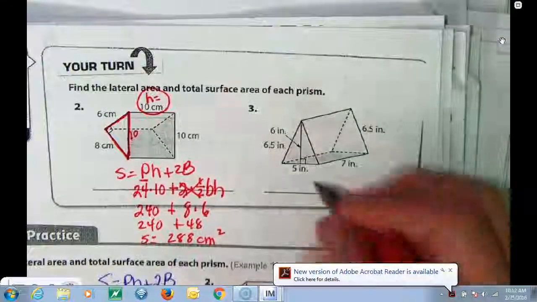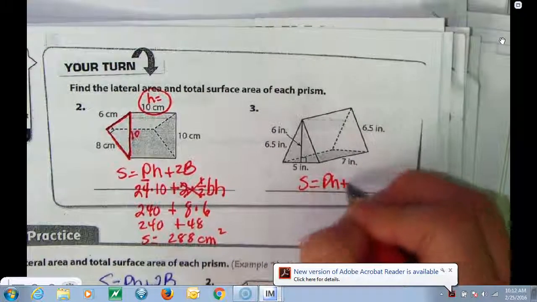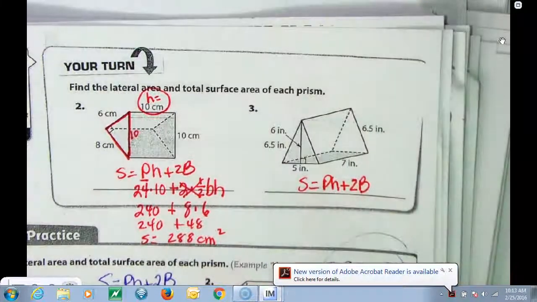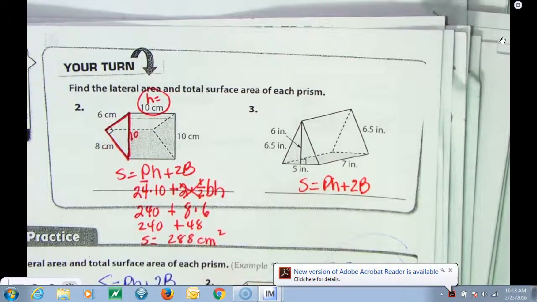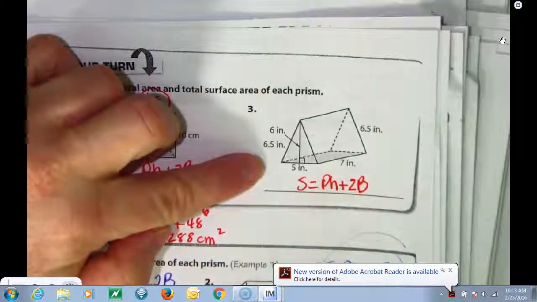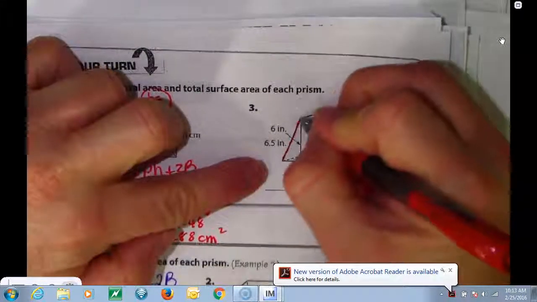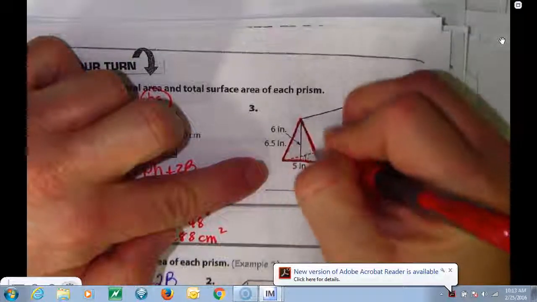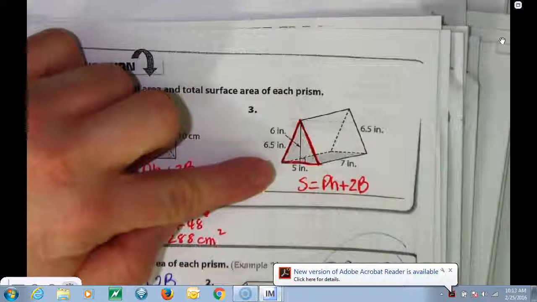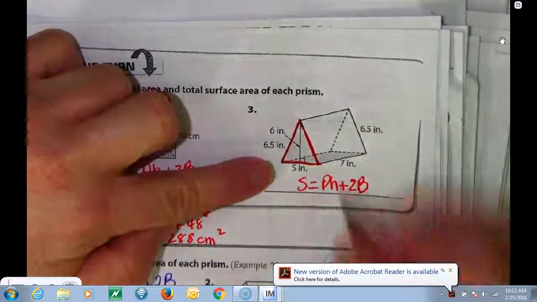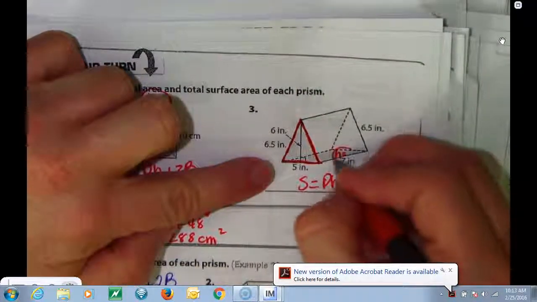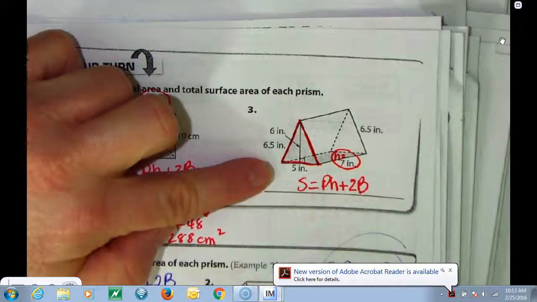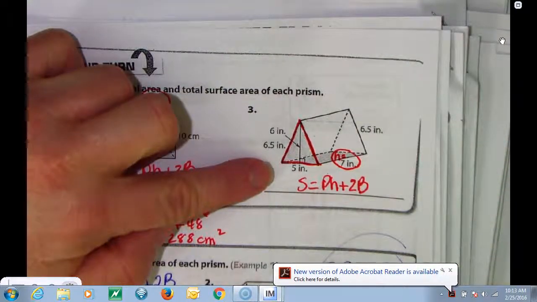Okay, number 3. We're going to do another one together. Then I'm going to be on y'all in just a second. Okay, so look at number 3. We're going to draw around that triangle. That's going to tell us that's our base. What is the height of this prism? 7. The height of the prism is the height of the rectangle. Is everybody with me? Okay.